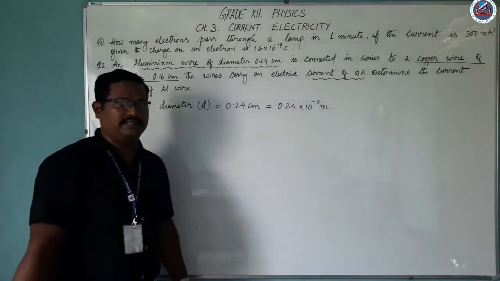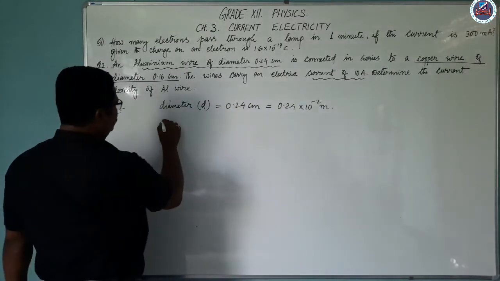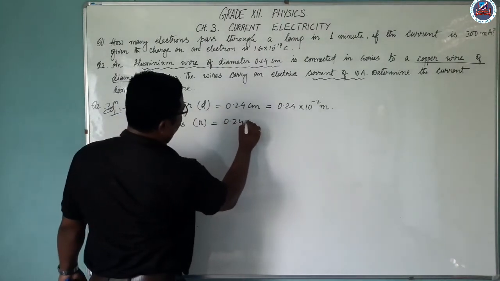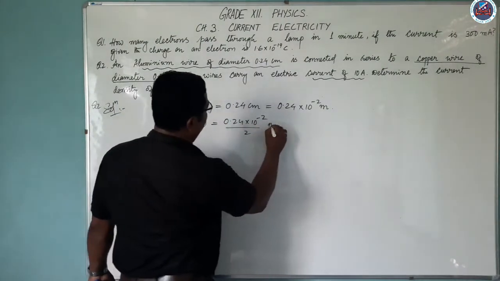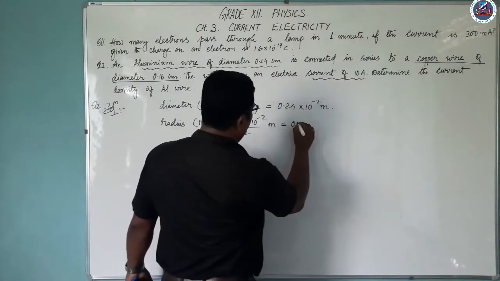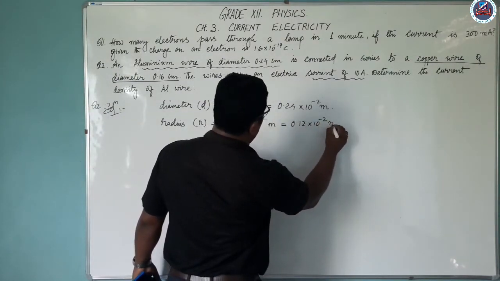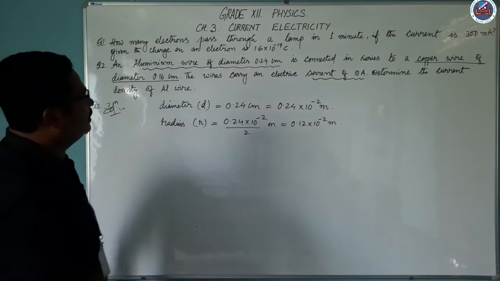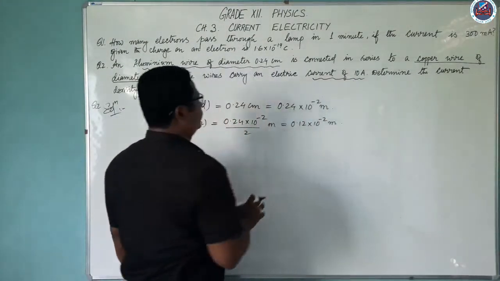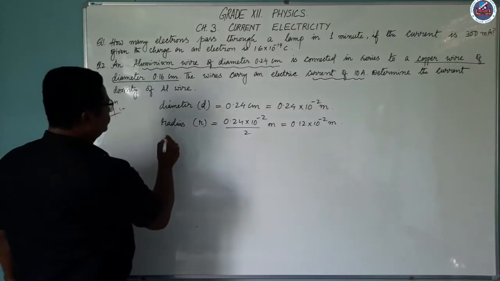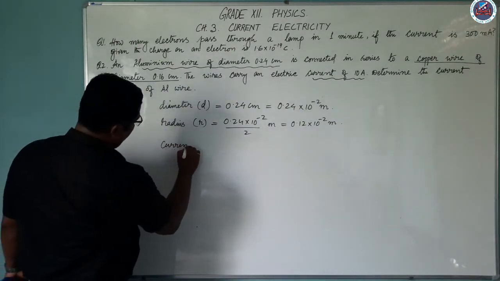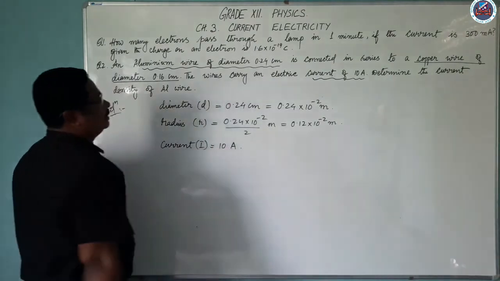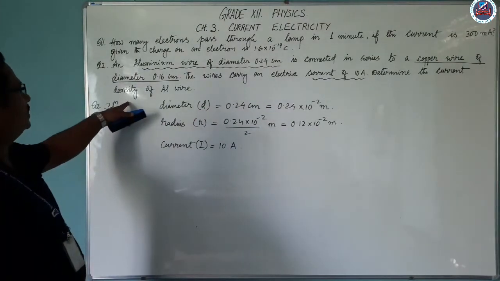To find out area, we require radius. So we'll divide it by 2. Radius of the wire will be 0.24 into 10 to the power minus 2 divided by 2 meter. This 2, if you divide it, you'll get 0.12 into 10 to the power minus 2 meter. So this is the radius of the aluminum wire. Now, both of the wires are carrying 10 ampere of current. We are talking about aluminum wire now. The aluminum wire is carrying current I equal to 10 ampere. Then what will be the current density asked?